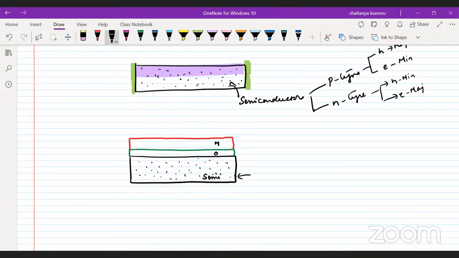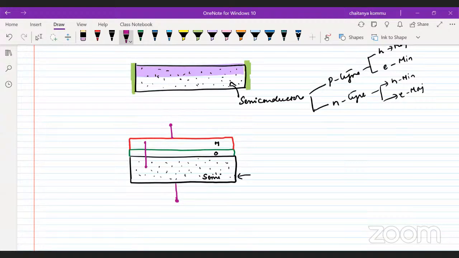In order to bring these carriers toward the surface side, we have to apply a potential difference between these two. If you put a metal directly on top of the semiconductor without oxide, it cannot do anything. But if you put an oxide on top of it and provide the potential difference between these two materials, then the electric field is developed between the metal and semiconductor.